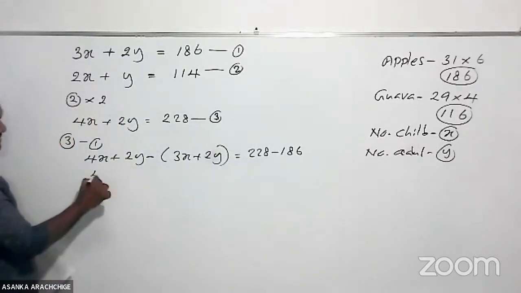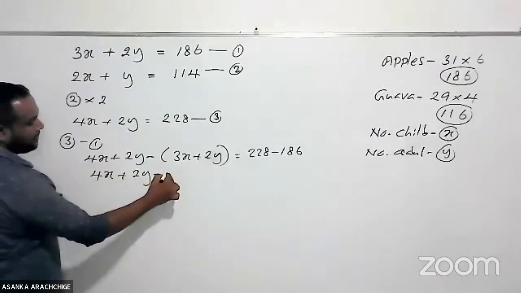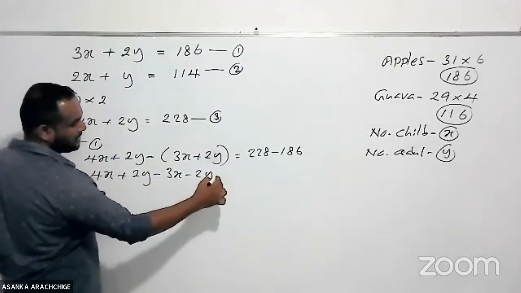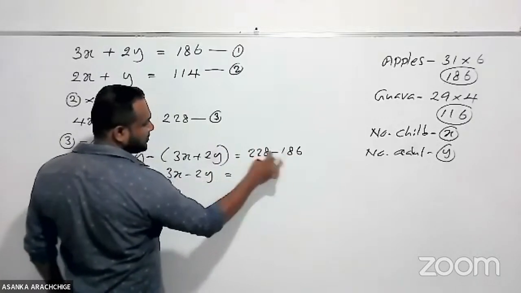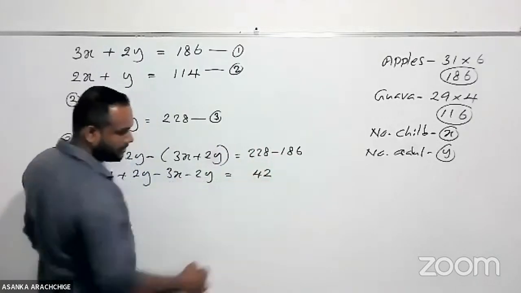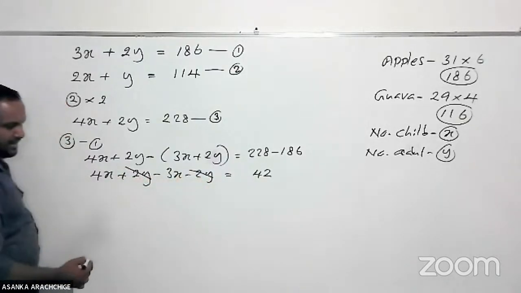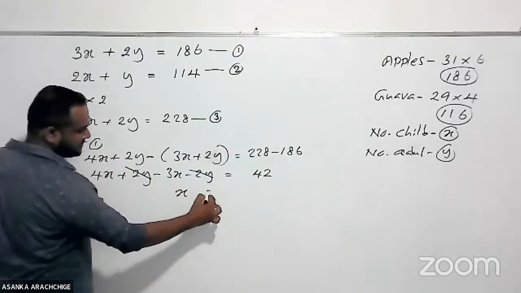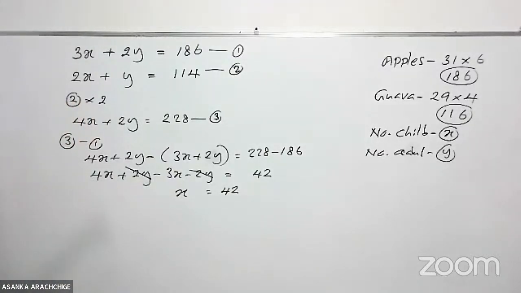Then remove the brackets. 4x plus 2y minus 3x minus 2y equals 228 minus 186, which is 42. Then plus 2y minus 2y can be cancelled. 4x minus 3x, x is equal to 42. There are 42 children in the camp.